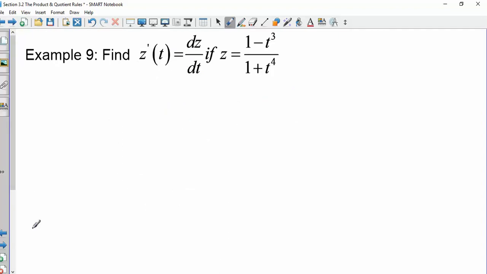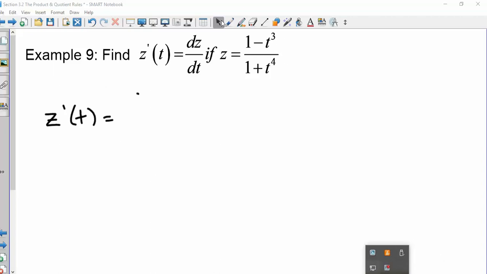Find z prime of t, also known as dz dt, if z is equal to this. So you can use whatever variables you want. I just want you to realize it doesn't have to be x and y. So z prime. Is there any way to simplify this first? No, because two terms on the bottom, so we have to do quotient rule. Why don't you guys try it?